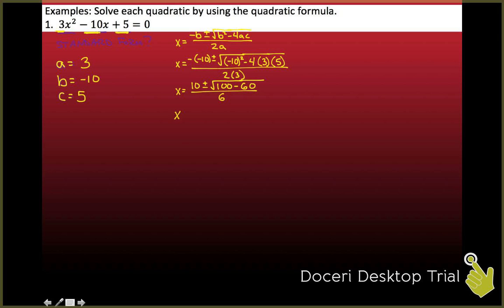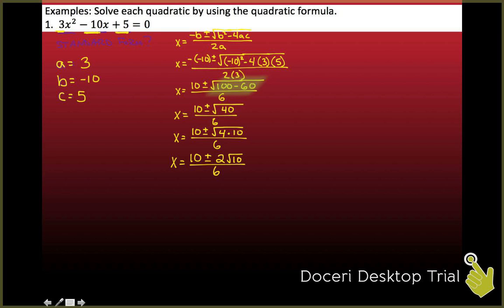If we take it one step further, we're going to have x equals 10 plus or minus the square root of 100 minus 60, which is going to be 40, all over 6. We can break that 40 down so that we have x equals 10 plus or minus the square root of 4 times 10 all over 6. So x equals 10 plus or minus 2 square root of 10 over 6.